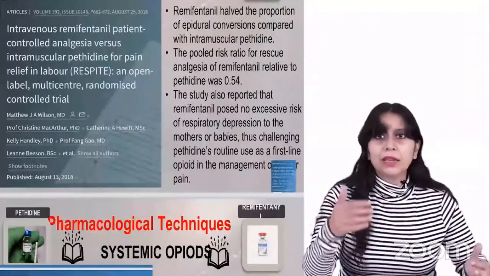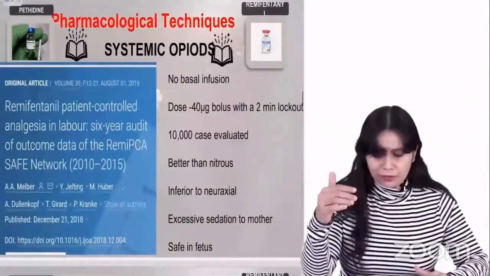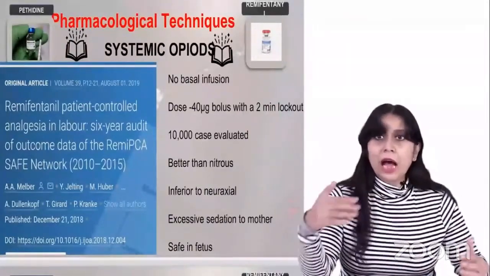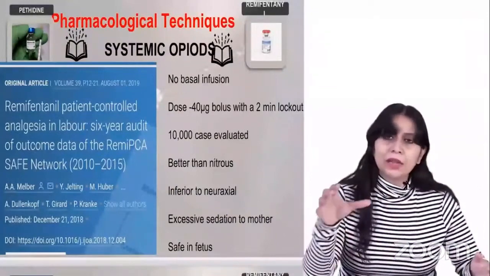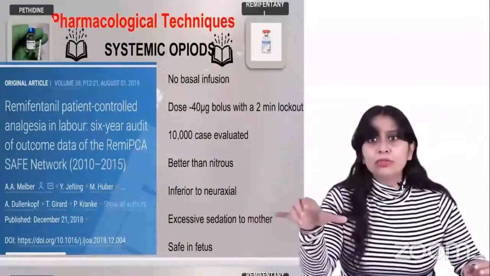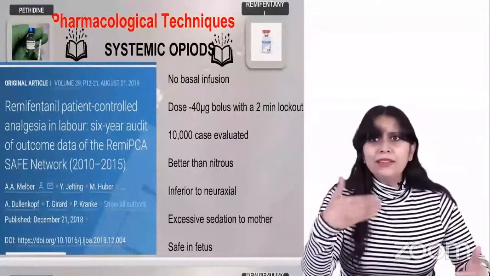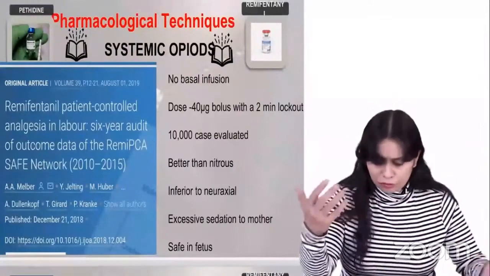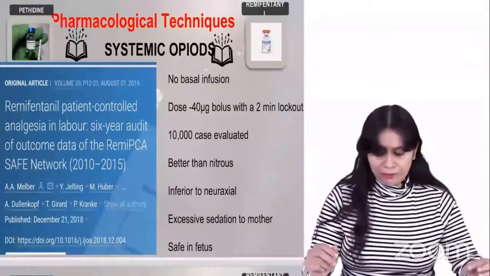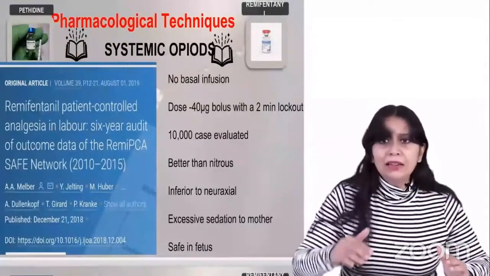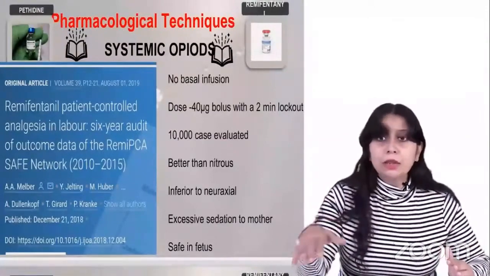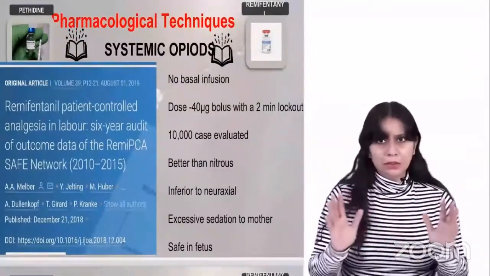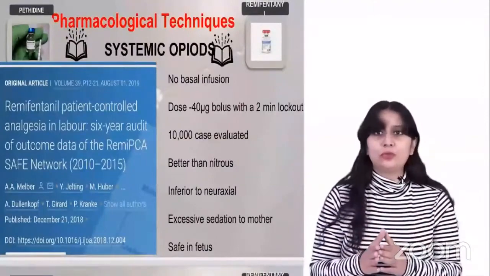And the very next year, in the International Journal of Obstetric Anesthesia, they published the Remi-PCA-SAFE study, on how to give remifentanil in labor analgesia. So they came up with a recommendation on how to use remifentanil in labor analgesia. A very simple way was formulated. And this study was based on pooled data from 10,000 patients, right? So it was a big study, actually, more than 10,000, I would say. In this study, they recommended that while giving remifentanil, you don't need to use a basal infusion. The dose is a 40 microgram bolus with a 2 minute lockout period.